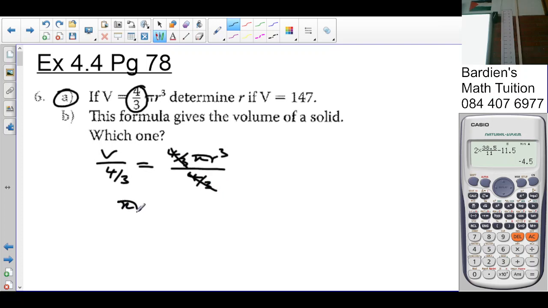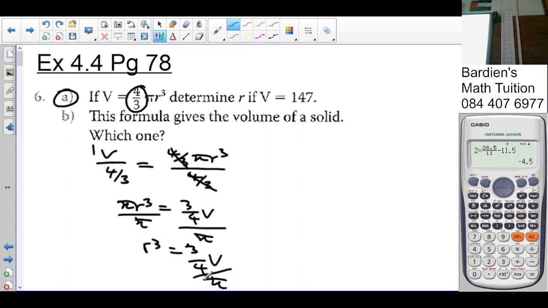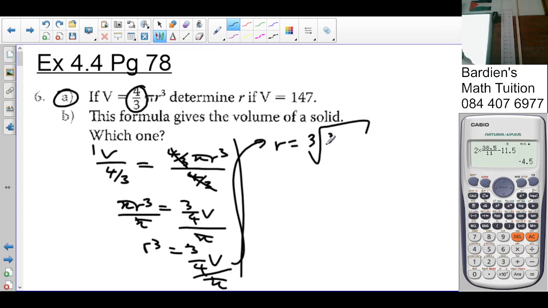Okay. Is that okay, people? Yes. Right, let's look at the next one. Look at number 6, 6a. We are told if V is equal to 4 over 3 pi r cubed, determine r if V is 147.